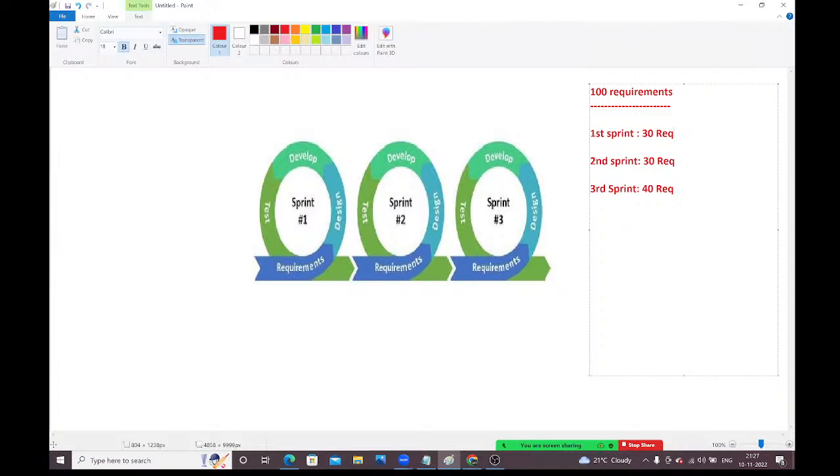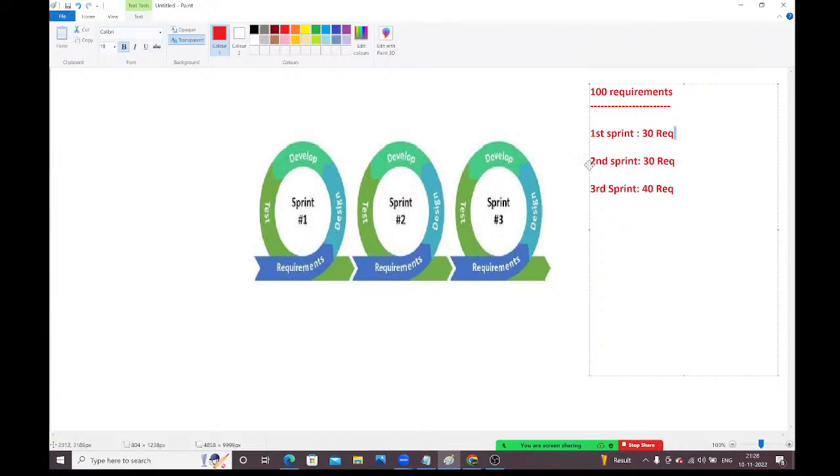In the first sprint, I am going to deliver 30 requirements. In the second sprint, 30 requirements. In the third sprint, 40 requirements. See guys, once the first sprint is completed, what are we doing? We are delivering to the client. We are not keeping it at our end. Once the first sprint is completed, we deliver these 30 requirements to the client, and the client can start the business with these 30 requirements and get the revenue on them.